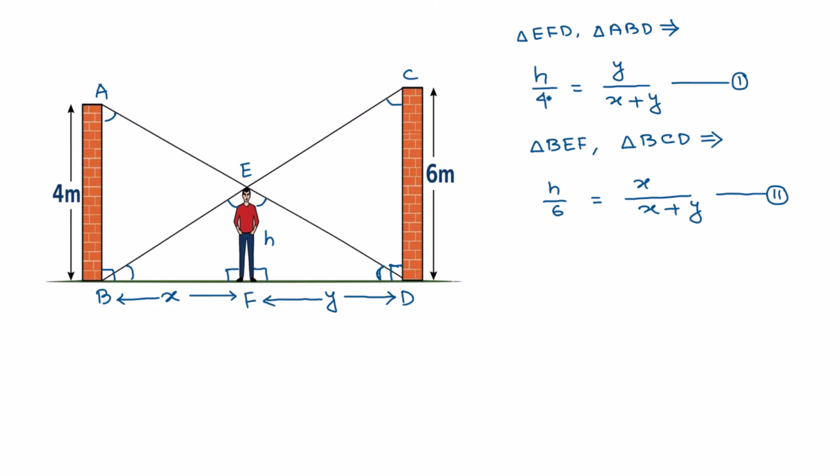Now adding equation 1 and equation 2, we can write from equation 1, H over 4 plus from equation 2, H over 6 is equal to equation 1's right side, Y over X plus Y, plus from equation 2, X over X plus Y.